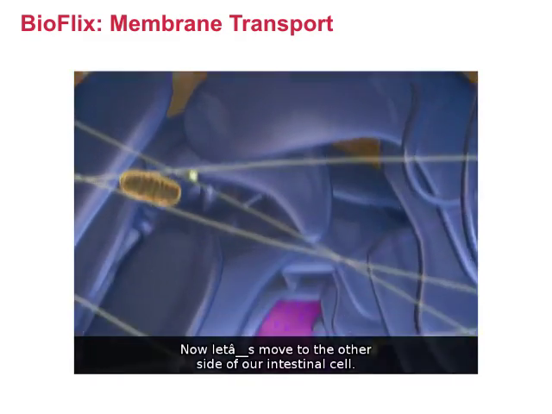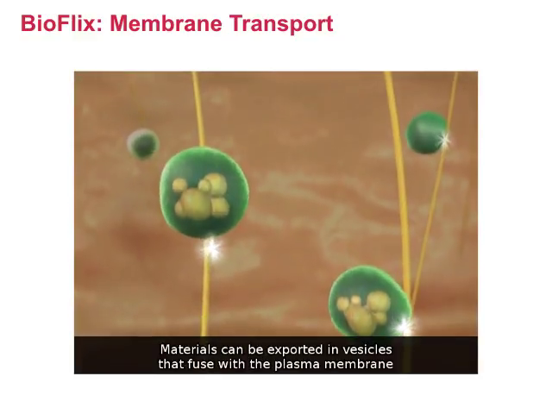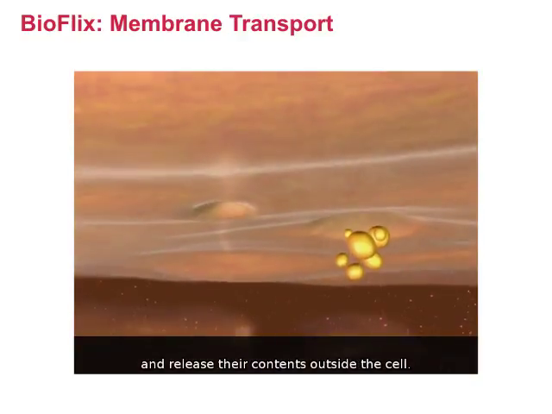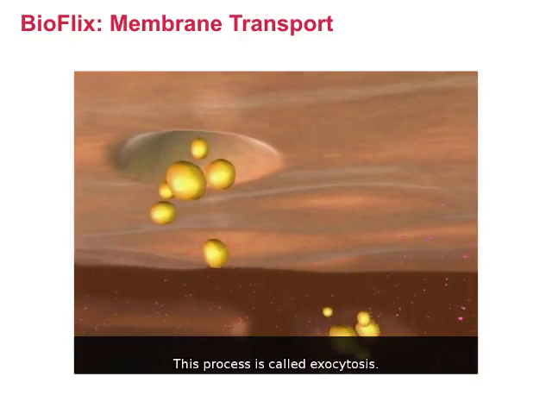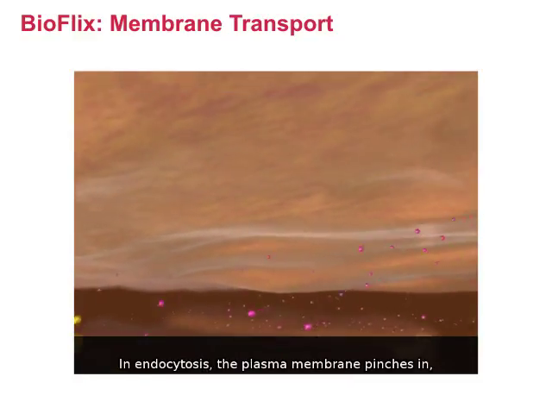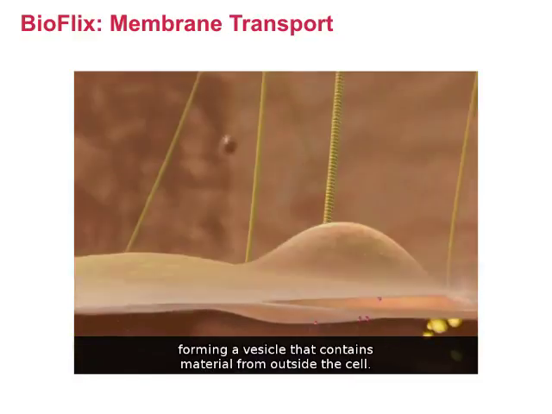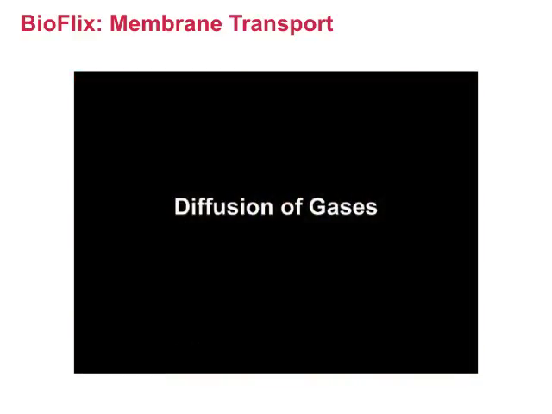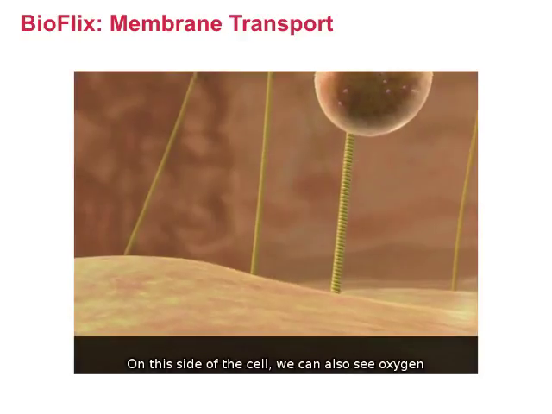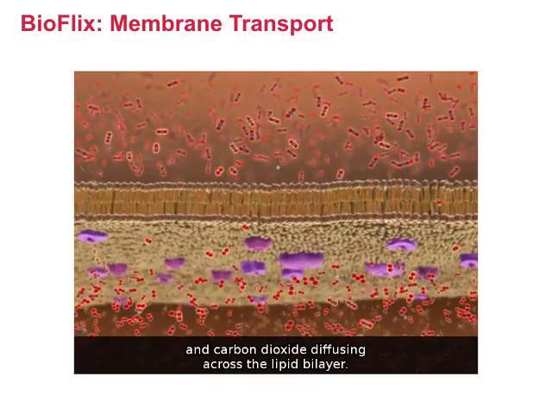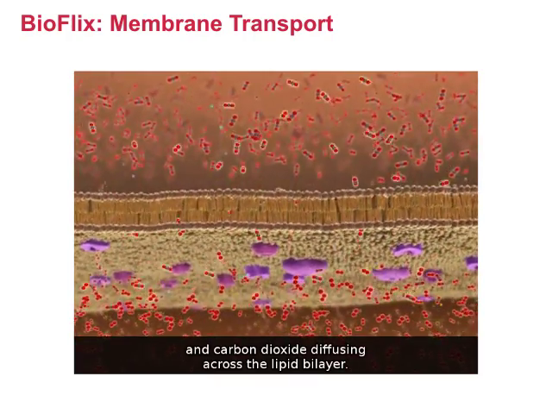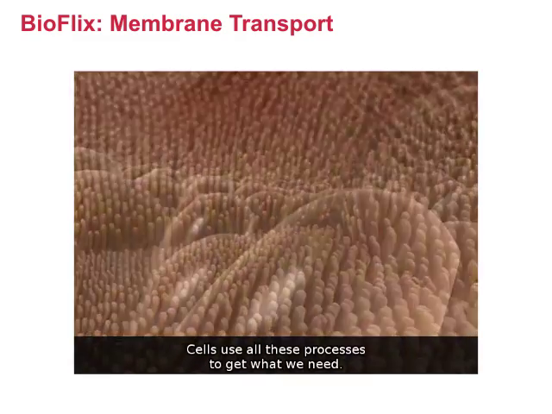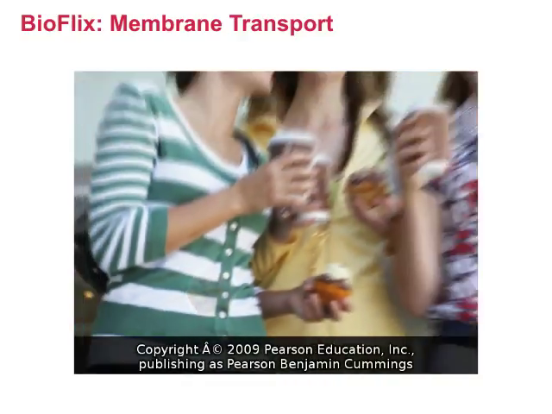Now let's move to the other side of our intestinal cell. Materials can be exported in vesicles that fuse with the plasma membrane and release their contents outside the cell. This process is called exocytosis. In endocytosis, the plasma membrane pinches in, forming a vesicle that contains material from outside the cell. On this side of the cell, we can also see oxygen and carbon dioxide diffusing across the lipid bilayer. Cells use all these processes to get what we need.